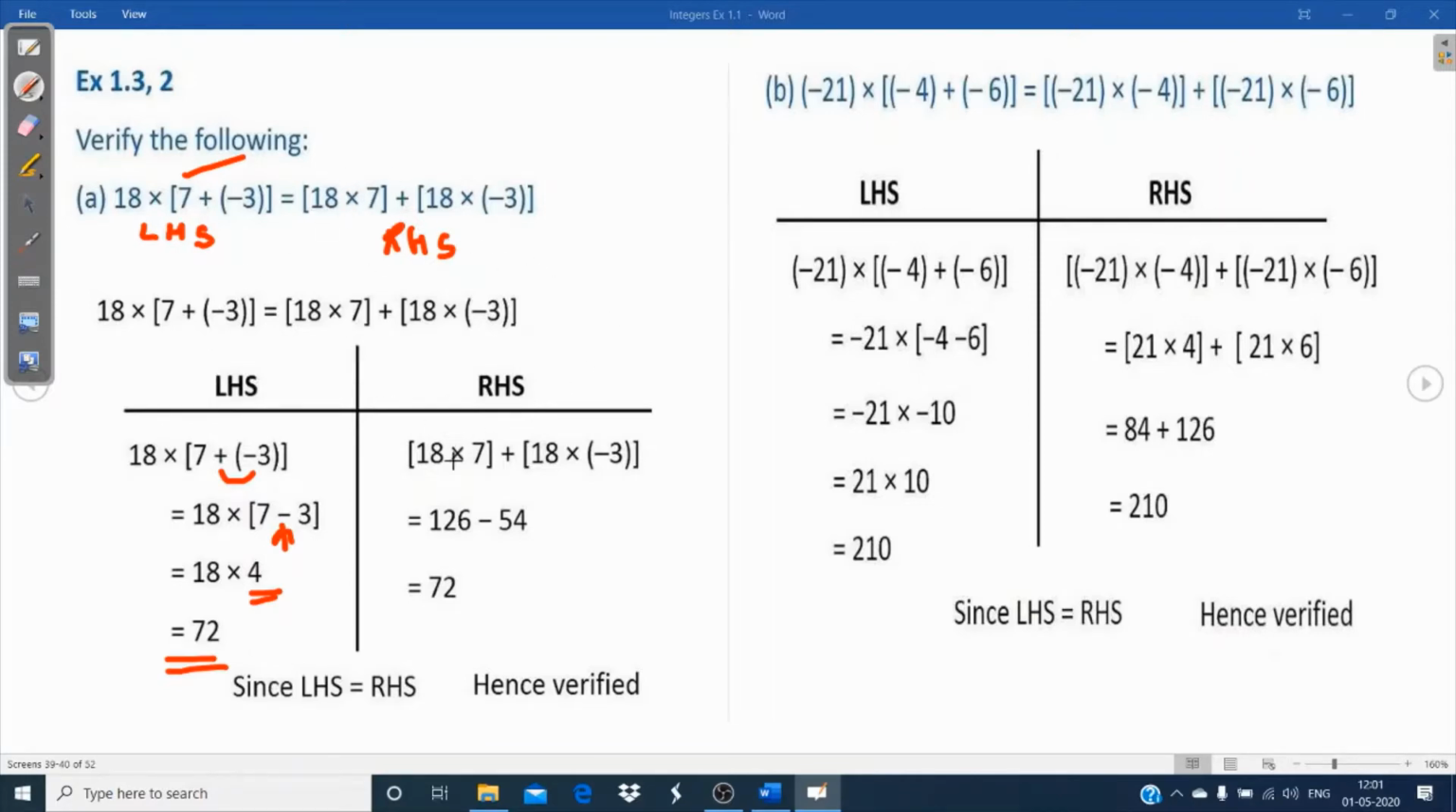Now let's see RHS. Now 18 into 7, this plus sign, then 18 into minus 3. So we'll solve the bracket first. When you solve this, first bracket 18 into 7, what will you get? 126.